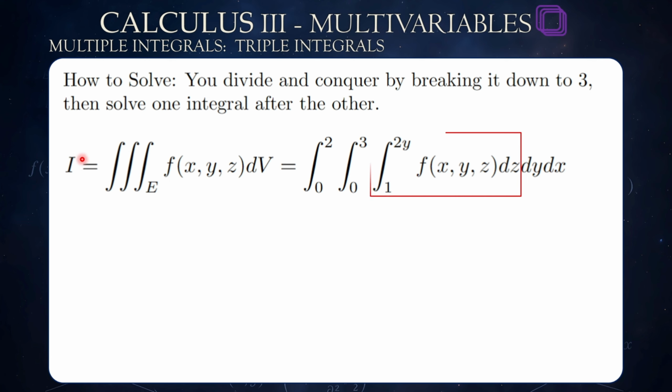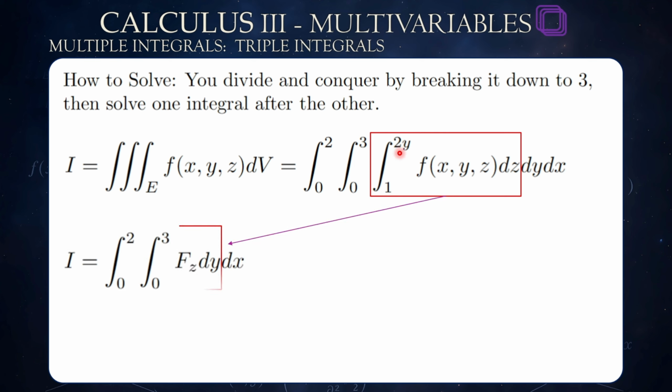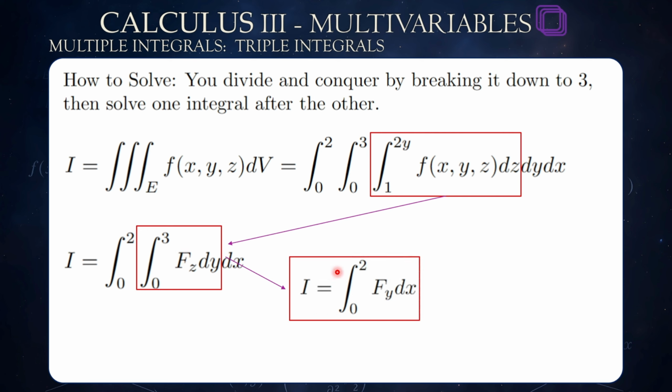So you have I equal triple integral in region E f(x,y,z) dV equal integral from 0 to 2, integral from 0 to 3, integral from 1 to 2y of f(x,y,z) dz, which you start with first. You solve first with respect to dz between 1 and 2y. Then, once you get the result, you solve it with respect to dy between 0 and 3. After that, you place it back in the integral and solve it with respect to dx between 0 and 2. And finally, you get your final answer, which is I.